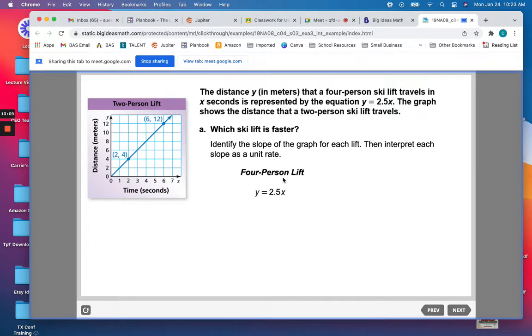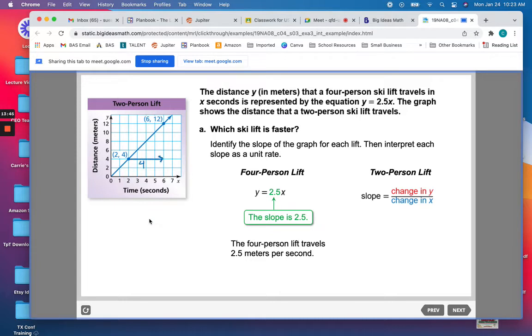So our 4-person lift is y equals 2.5x. They gave it to you in the paragraph. What is the slope here, guys? 2.5. Yes, 2.5. So the 4-person lift is traveling at 2.5 meters per second. Now we need to solve for the 2-person lift, where all we have over here is 2 points, right? Do we have an equation we can use to solve for slope? Definitely. y2 minus y1 over x2 minus x1, or we could look at the graph and count it.